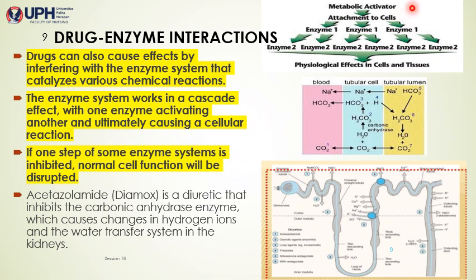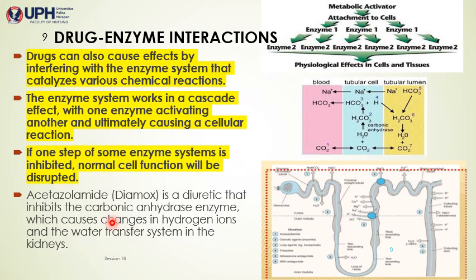If you see here, we have a metabolic activator that attaches to the cells, and the cells then help enzyme 1 to take action, and enzyme 1 will then stimulate enzyme 2 to also react, and this will cause a physiological effect in cells and tissues. If one step of the enzyme system is inhibited, normal cell function will be disrupted. For example, if we have a drug that cuts enzyme 1 here, the physiological effect in the cells and tissue won't happen because it has been disrupted by the drug.